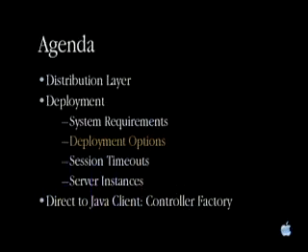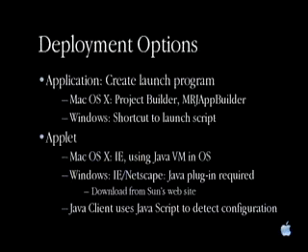The two options you have with Java client for deployment are desktop applications or applets. If you deploy as a desktop application, you will create a little launch program. On macOS 10, you will probably use Project Builder, or there's another tool called MRJ App Builder. On Windows, you will probably just create a little launch script and then create a shortcut to it from the desktop.